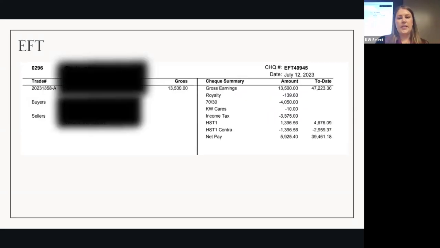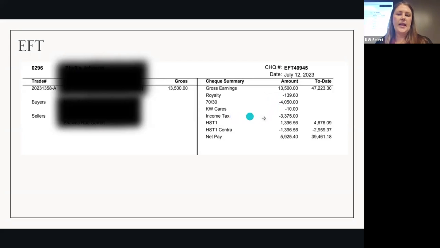And then this one is different again. So we have the gross commission at the top. The royalty, you may or may not notice that this is not 6%. That would mean that this person capped on the royalty on this transaction. So they only owed another $139.60 to hit their $3,000. So that's all it took instead of 6%. And then their 30% split. They're also contributing to Kindness Works.